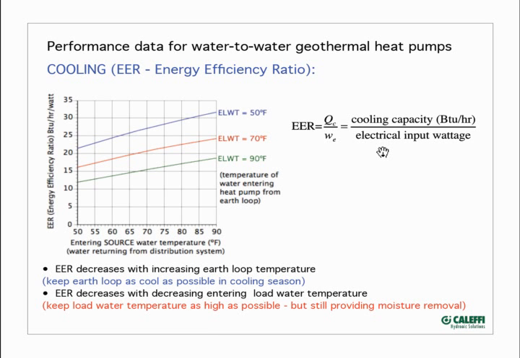How do you do that? You keep down at the bottom, you keep the earth loop as cool as possible in cooling season, and you keep the load water temperature, now this is water temperature going off to your chilled water distribution system, as high as possible, but still providing moisture removal. If that water temperature gets too high, you won't be able to condense water vapor. And obviously there you don't have good humidity control. So it is necessary to maintain a certain water temperature for proper latent cooling.